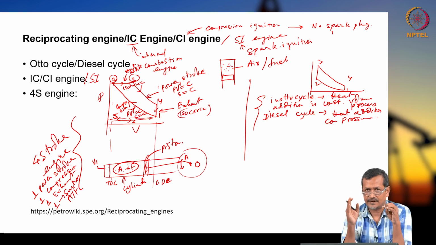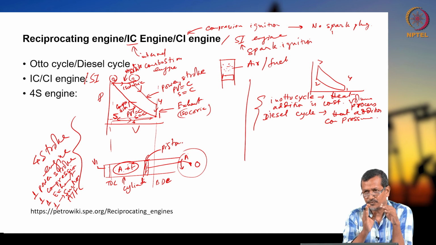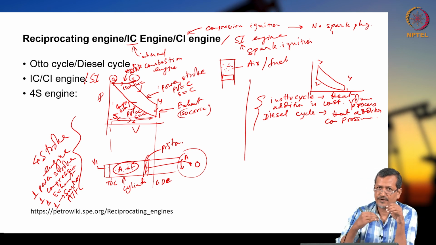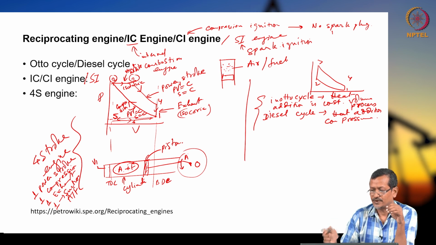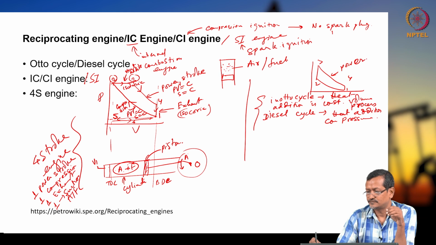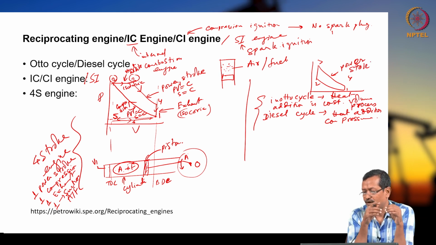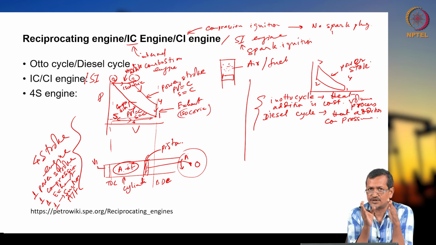But in the Otto cycle, you are compressing, then at constant volume heat addition or burning will occur, then your piston will be moving backward. So, you are getting the power stroke. So, here also power stroke. Okay. So, the power stroke and compression stroke are not changing, only the heat addition, whether it is constant pressure or constant volume, that is changing.